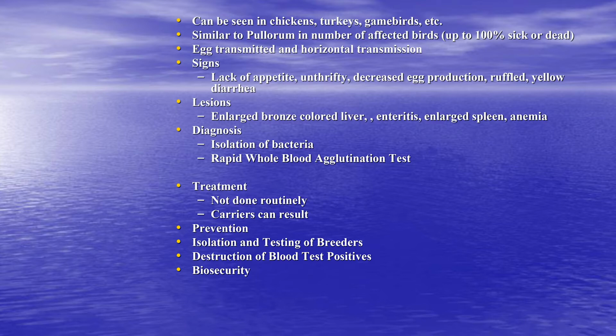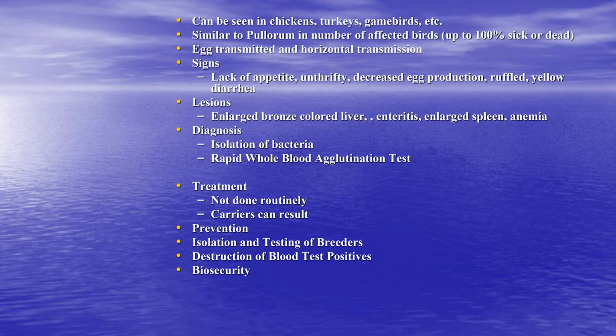Signs: lack of appetite, unthrifty, depression. Very similar to what we see with Pullorum. Decreased egg production, since these are adult birds. They're going to be sort of ruffled, and they'll have a yellowy diarrhea. But again, if you're reading through these signs, there are lots of similarities to what was seen with the previous disease.